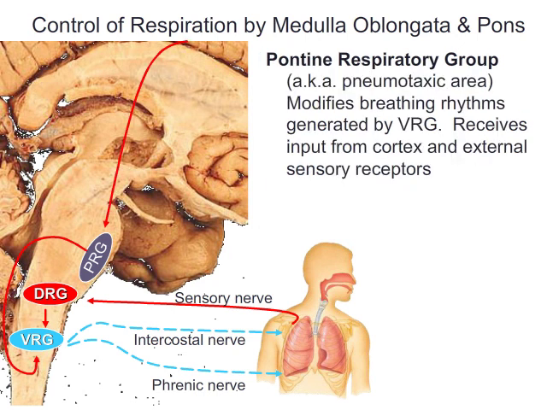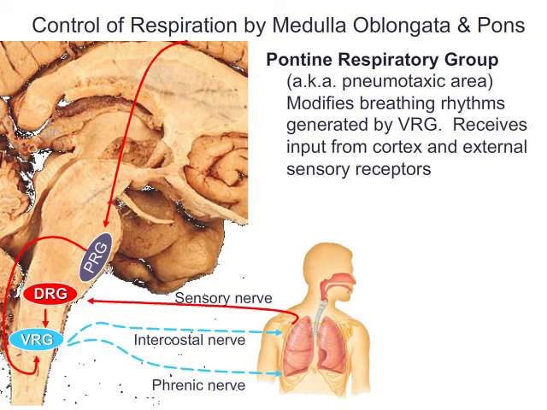So in addition to the medulla oblongata, the pons is also quite important in respiration. The pons has something called the pontine respiratory group, and this is a group of neurons that receive information from different areas of the brain, and basically they have input onto the ventral respiratory group, and so can modify the standard breathing rhythm.